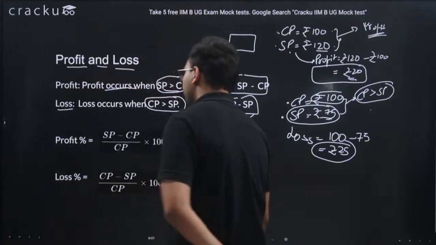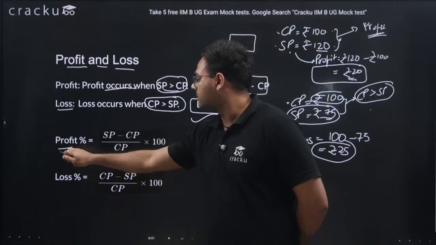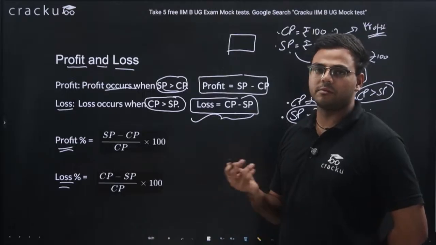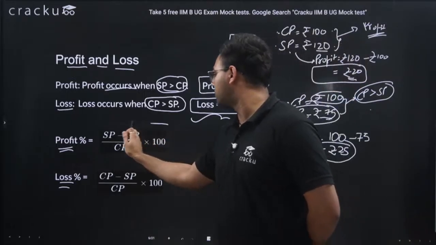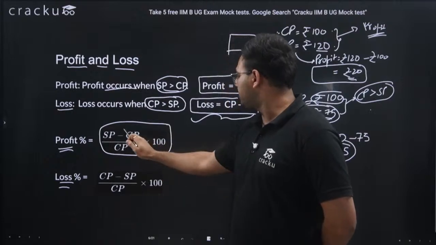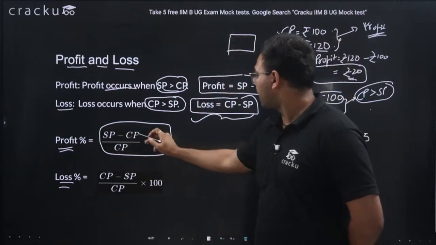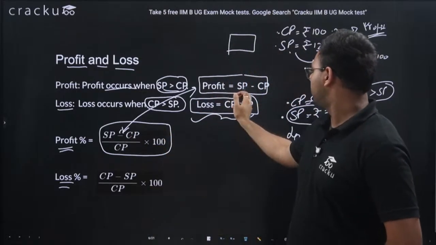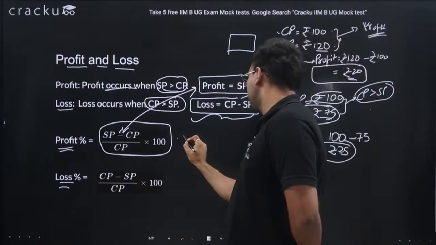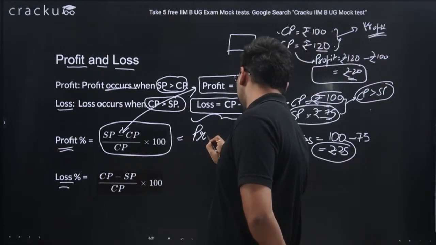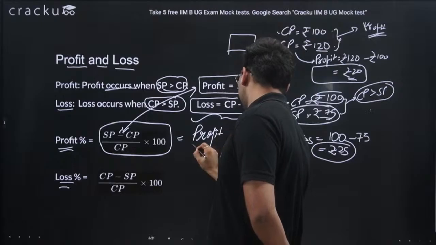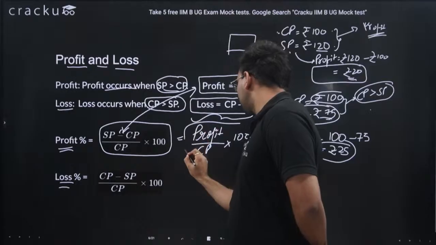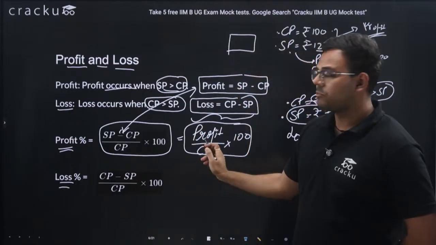Now we have one more important formula, which is the profit percentage and loss percentage. Whenever there is a profit, you will calculate the profit percentage, and the formula is this. This SP minus CP is basically the profit, so you can directly substitute the value of SP minus CP as profit. So you can also write this as profit divided by CP into 100. So this is the formula for profit percentage.